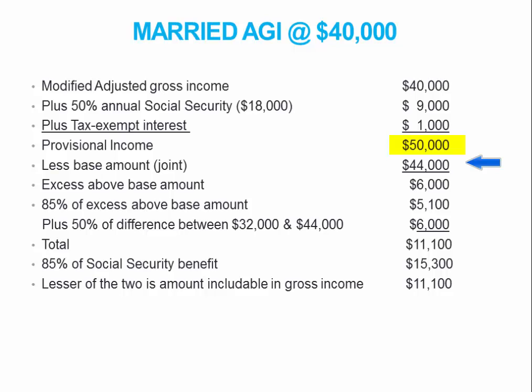The 85% threshold for joint taxpayers is $44,000. If we subtract this from their provisional income of $50,000, the excess is $6,000. 85% of this excess is $5,100. Add this to 50% of the difference between the lower threshold of $32,000 and the higher threshold of $44,000, which is $6,000, plus $5,100. Compare the total, or $11,100, to 85% of their total Social Security benefit for the year, which is $15,300. The lesser amount of $11,100 is added to the taxable income for the year and then taxed at their highest marginal income tax bracket.